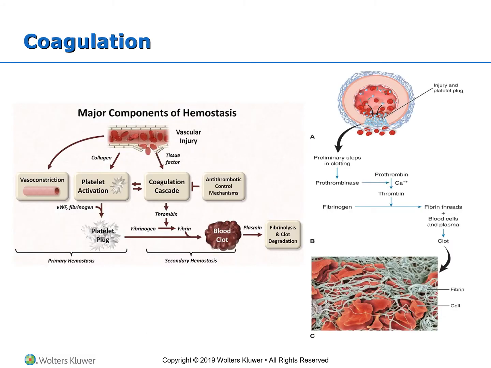So we'll discuss now the process of coagulation. It's a well-controlled series of events and involves 12 different clotting factors. In our body, we have 12 different types of clotting factors, and they are designated using Roman numerals.